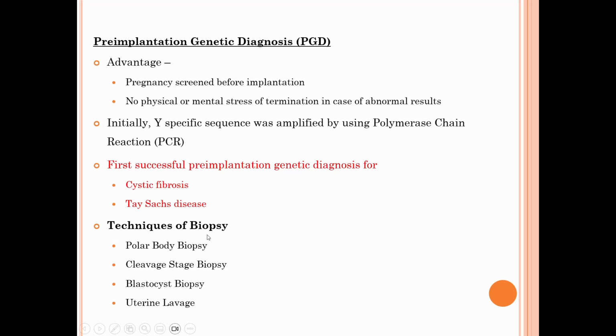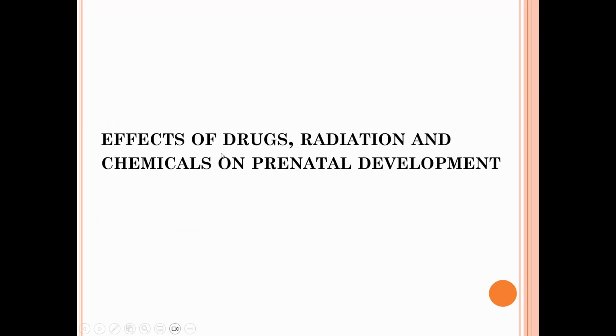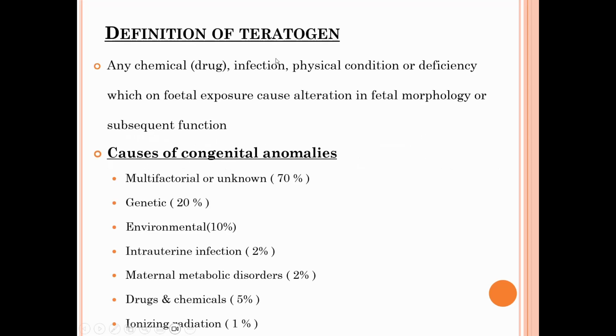And what are other techniques of biopsy? It can be polar body biopsy, cleavage stage biopsy, blastocyst biopsy, or uterine lavage. What are the effects of drugs, radiation, and chemicals on prenatal development? So definition of teratogen: any chemical, that is a drug, infection, physical condition or deficiency, which on fetal exposure causes alteration in fetal morphology or subsequent function, that is known as teratogen.